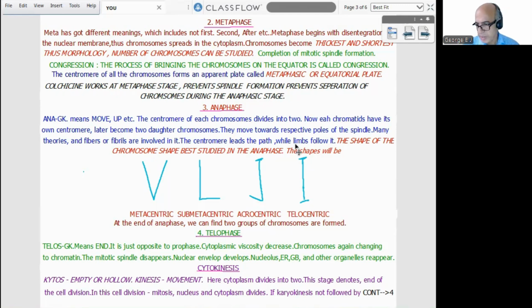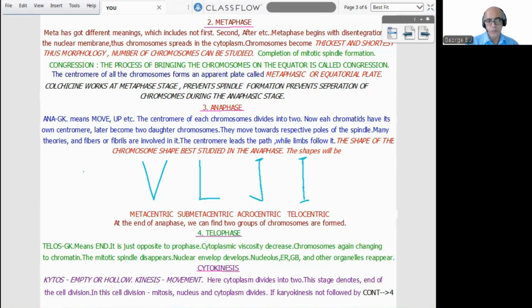Now, connected with metaphase, there is a famous term, congregation. What is meant by congregation? Congregation means the process of bringing the chromosomes from the periphery to the equator towards the center. That is connected with metaphase. Then we can find the centromeres of all the chromosomes form an apparent plate called the metaphasic, equational or equatorial plate. One more exam point: colchicine, a mitotic poison, works at the metaphase stage and prevents spindle formation, by which it prevents separation of chromosomes during anaphase. Is the idea clear? Now we can proceed to the third stage, anaphase.